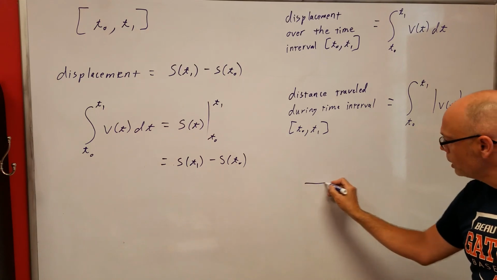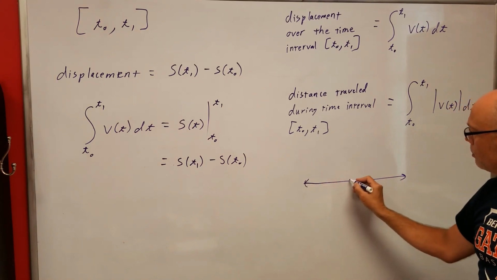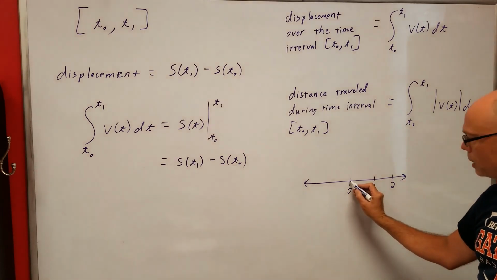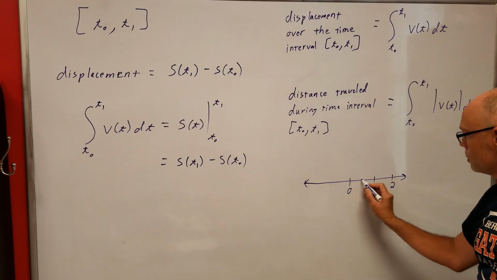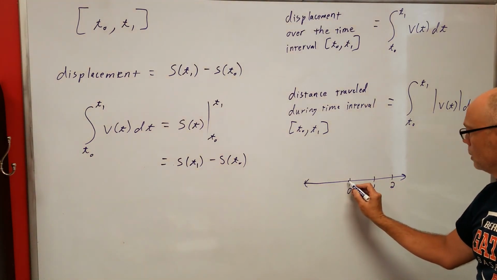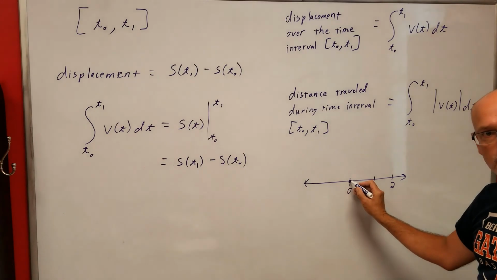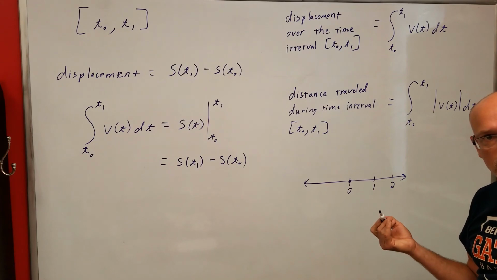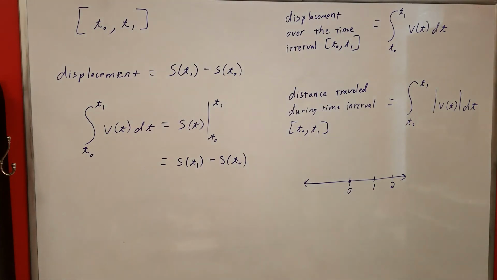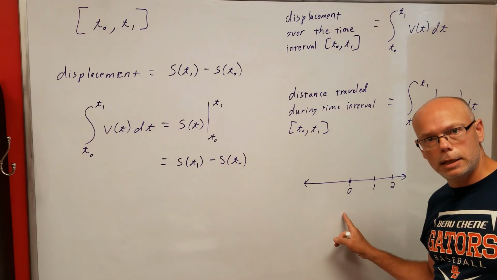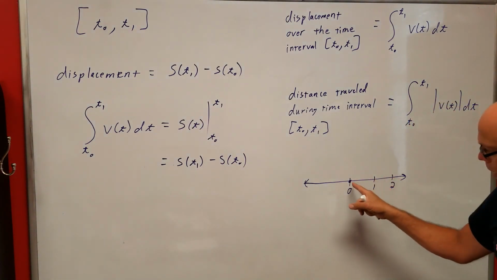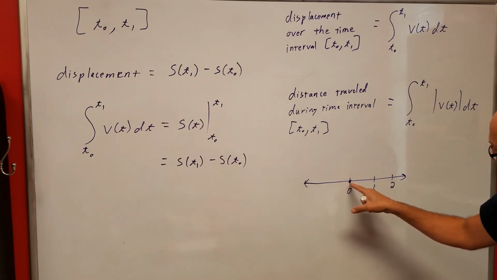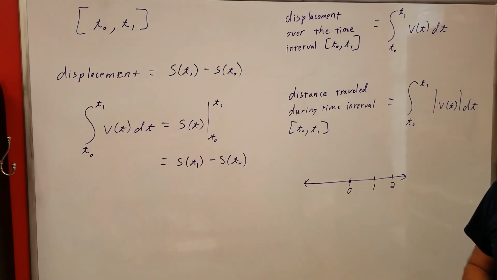And what's the difference between displacement and distance? Remember, if you have a particle traveling here, and it starts here at 0, and it goes to 2, goes back to 0, its displacement would be 0, because where it ended is 0, where it started was 0, right? The displacement is what? Final coordinate minus initial coordinate. So if it started at 0, ended at 0, 0 minus 0 is 0, right? But it traveled a distance of what? 2 plus 2 more units is 4.